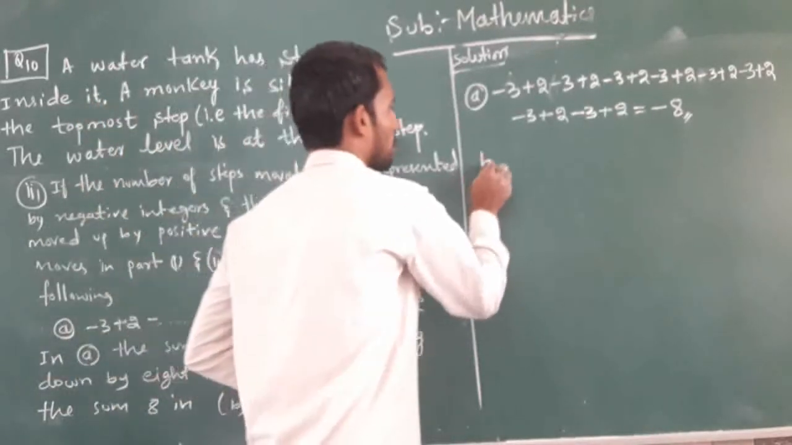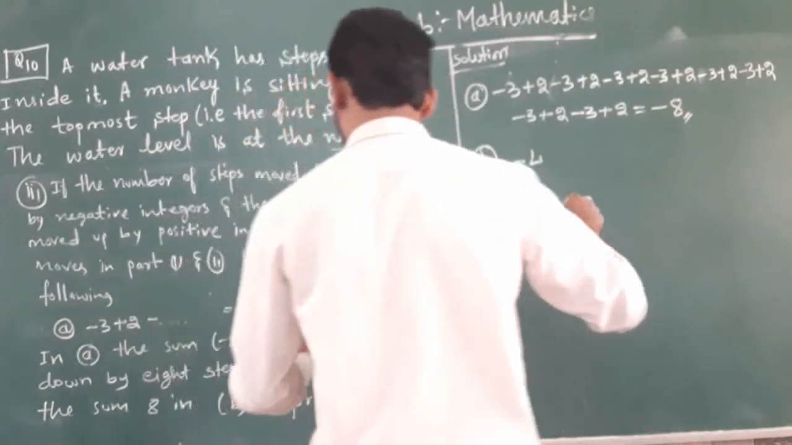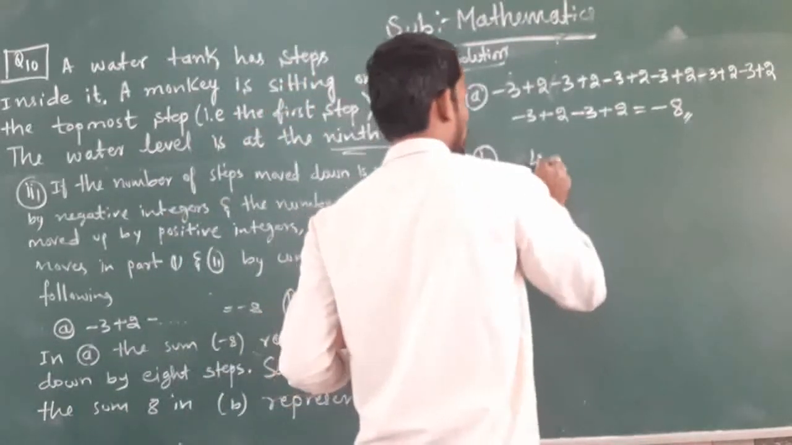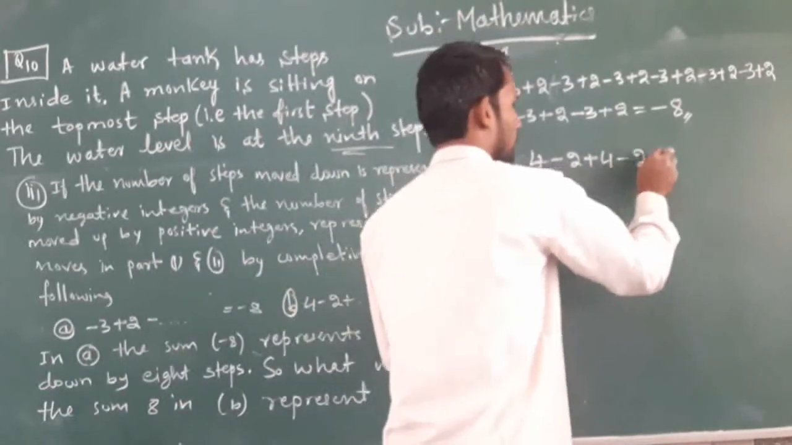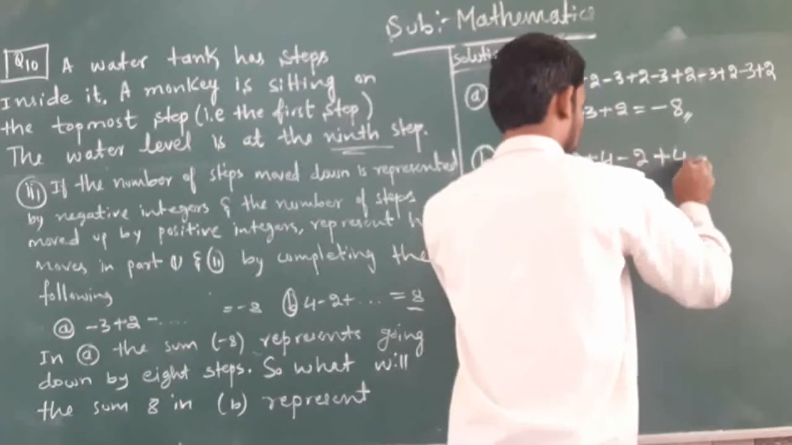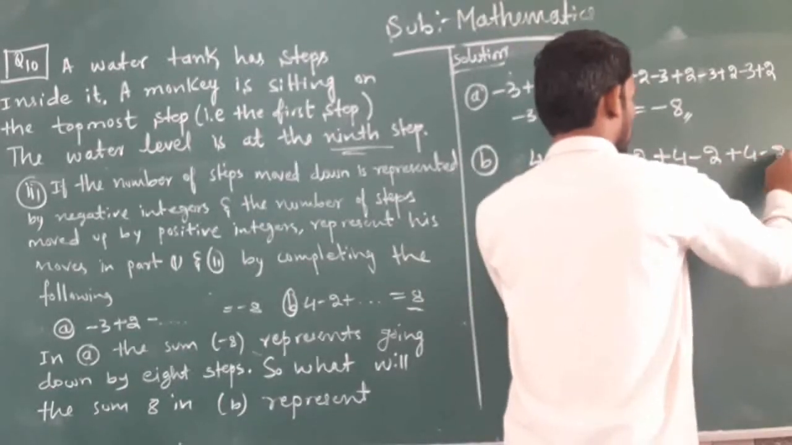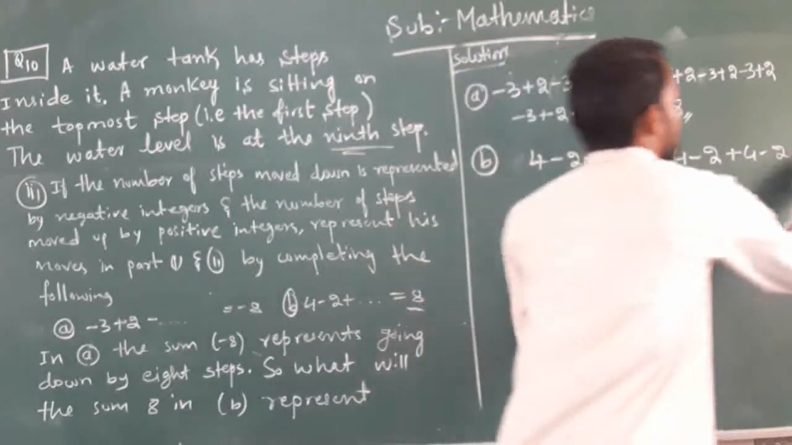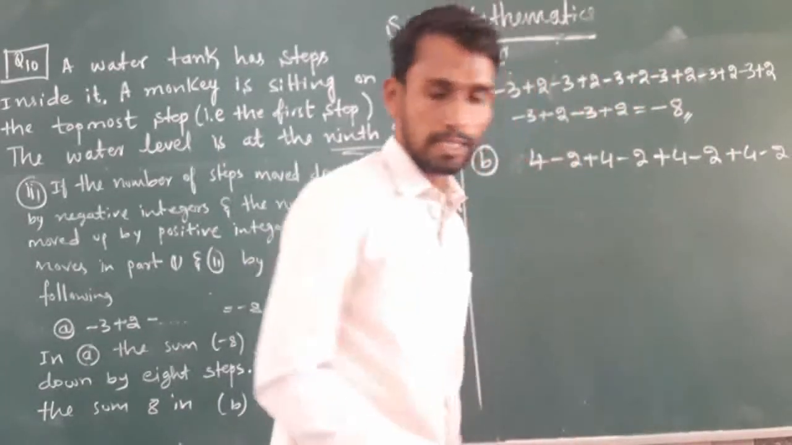In B, see here, in B how many steps here? 4 minus 2. See, this positive 8, this positive 8.